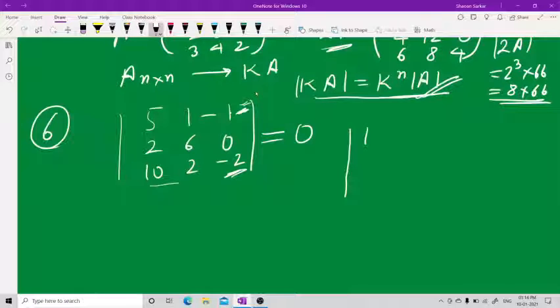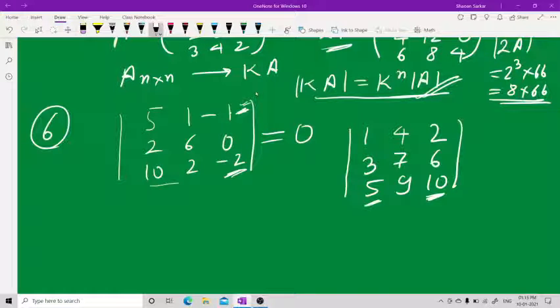Similarly, if I write 1 4 2, 3 7 6 and 5 9 10, now you can see this column is 2 times this column. So again the answer is 0 for the sixth property.